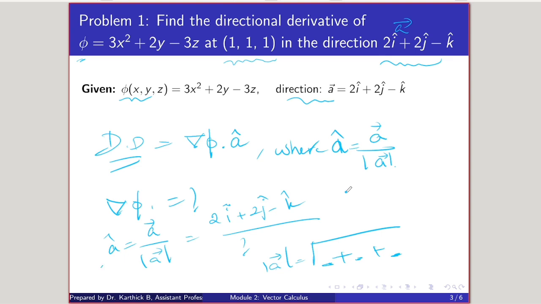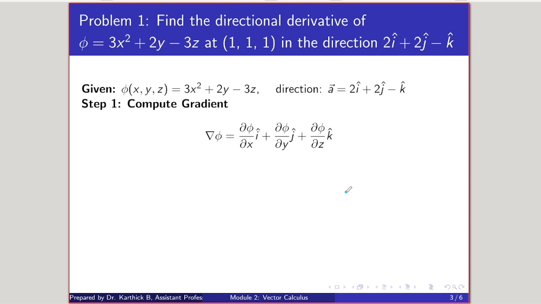The modulus of a vector will be the square root of the sum of the squares of each term. So finally we find a cap and gradient phi. Now we multiply both, and for the scalar product, i dot i will be 1; for different vectors I make it 0. So by using these rules we are going to find the directional derivative for this function phi.